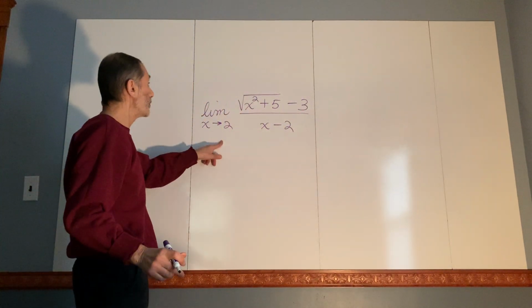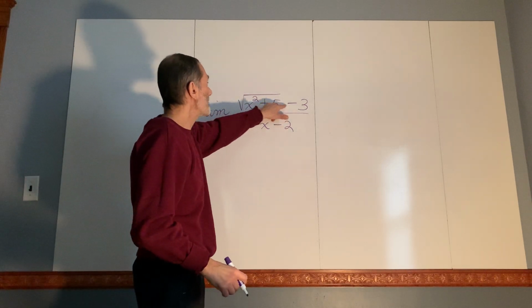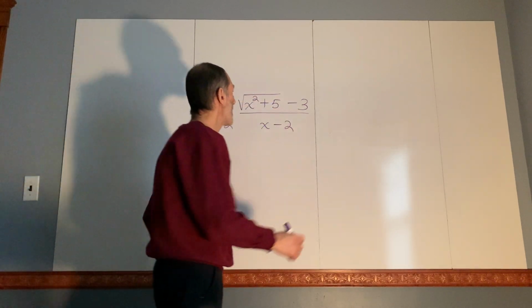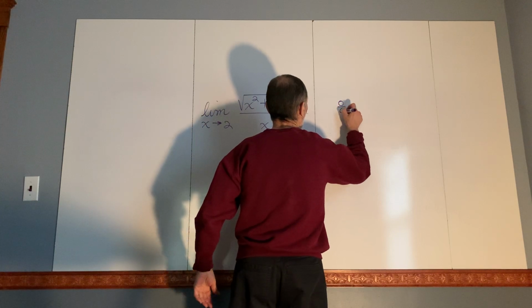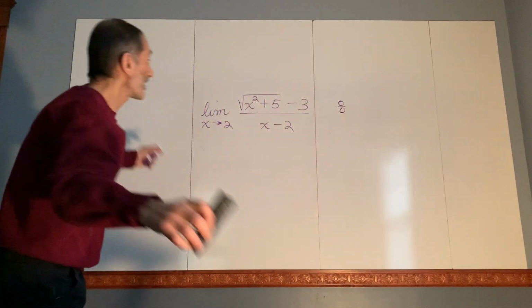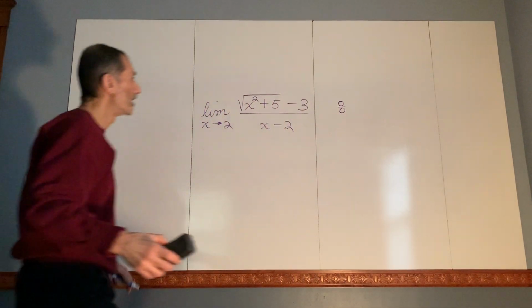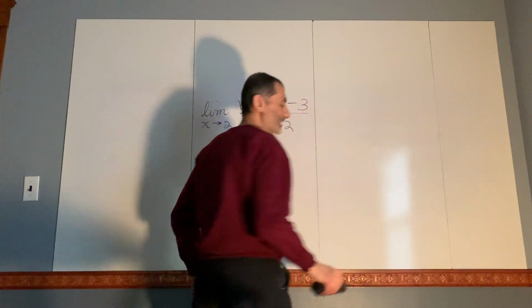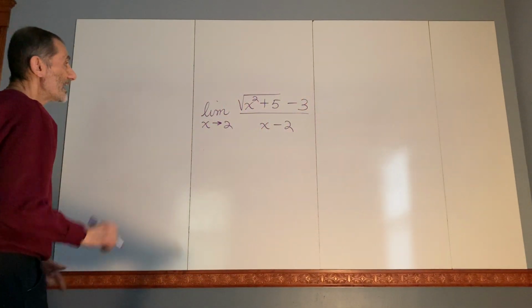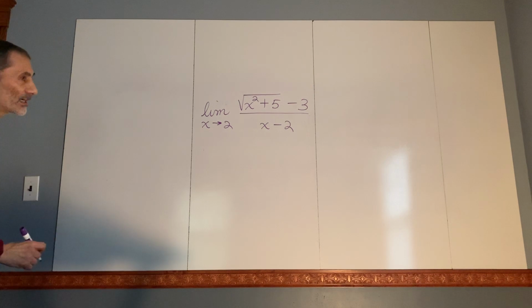Okay, if you plug in 2 there, you get the square root of 9, which is 3 minus 3 over 2 minus 2. You get 0 over 0. Clearly, there's nothing there we can factor. But we do have an algebraic technique for evaluating this limit. And that is multiplication by the conjugate.